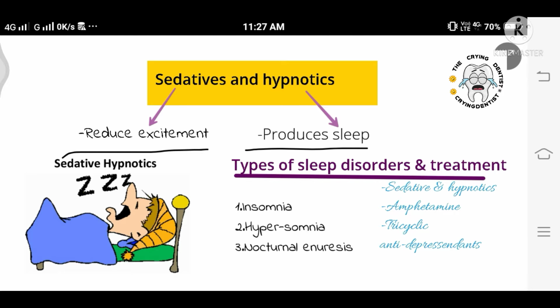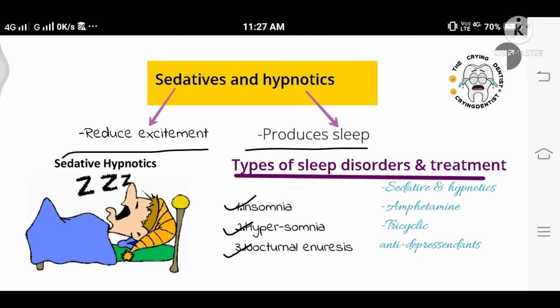Now, which are the types of sleep disorders and their treatment? First, insomnia. Insomnia means lack of sleep. Hypersomnia means narcolepsy, always sleeping, daytime, night time, every time. Nocturnal enuresis. What is nocturnal enuresis? It means bedwetting, mostly seen in the child, having a loss of the bladder control.